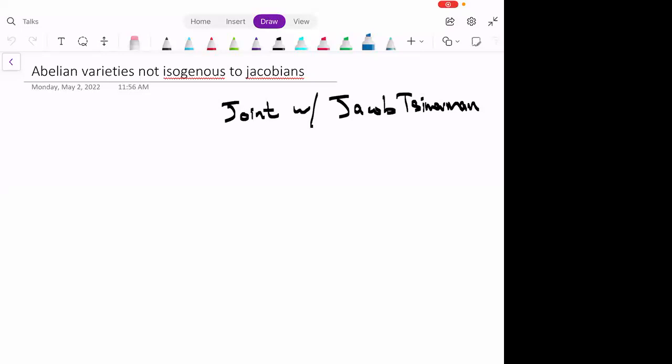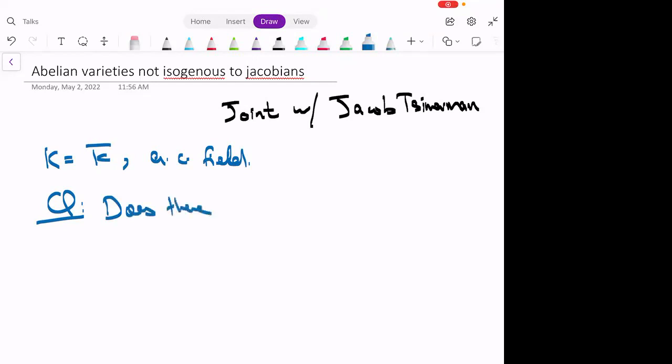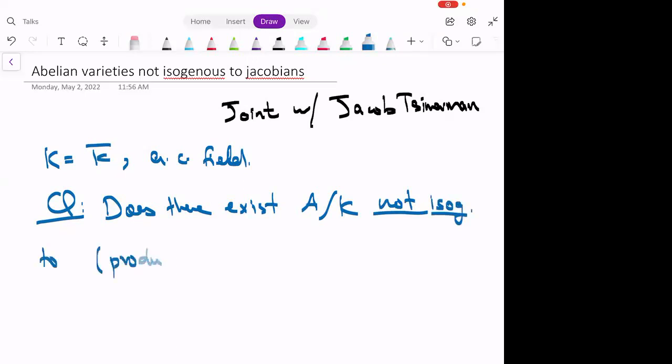All right, so let me start with some setup. Let's start with a field that's algebraically closed. It's a folklore question that dates back to possibly Katz or Oort that asks the following: given an algebraically closed field, can you find an abelian variety that's not isogenous to a product of Jacobians?